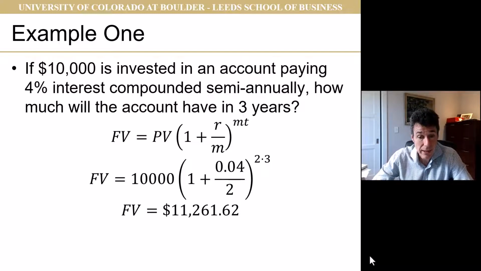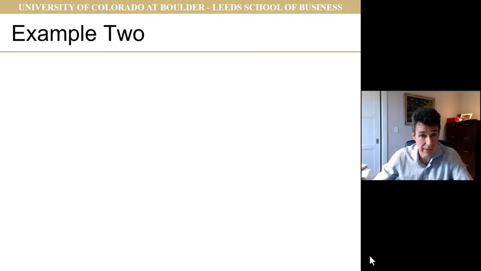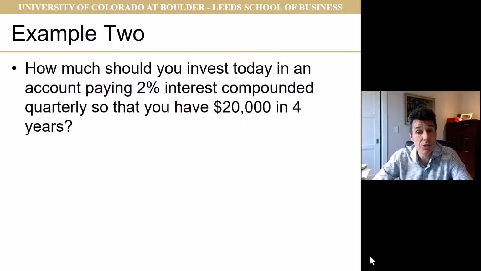Put that into our calculator, we get the future value in 3 years is $11,261.62. Our second example. How much should you invest today in an account paying 2% interest compounded quarterly so that you have $20,000 in 4 years?